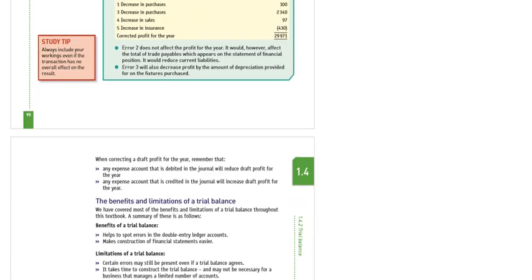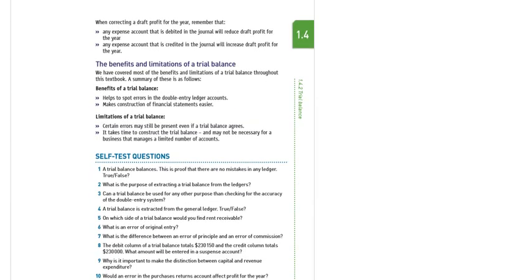So this is your homework, and last is the benefit and limitation of trial balance. Just for MCQ purposes, what is the benefit of trial balance? We have already read about this. So the number one benefit is it helps to spot and identify errors in the ledger accounts. And the second one is it makes construction of financial statements easier. It will be very easy for us to make a financial statement with the help of the trial balance.